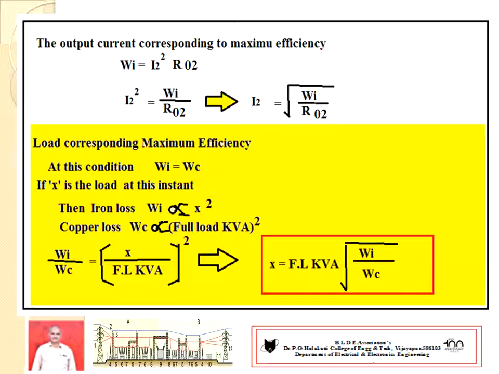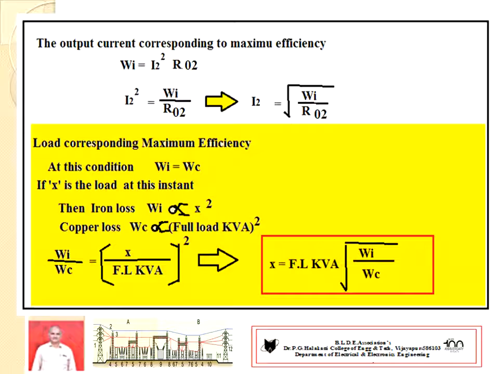You take the same condition, iron loss equal to copper loss, Wi equal to I2 square into R naught 2. Therefore, I2 square equal to Wi divided by R naught 2. Hence, I2 at maximum efficiency condition is equal to under square root of Wi divided by R naught 2. What is R naught 2? It is the equivalent value of resistance, or total resistance of a transformer referred to the secondary side.